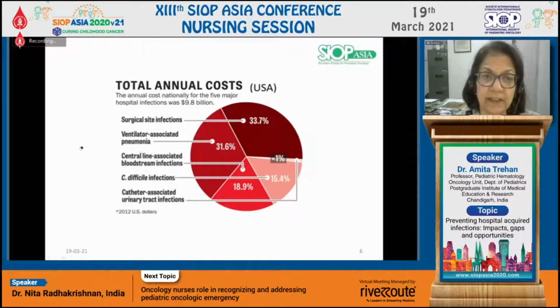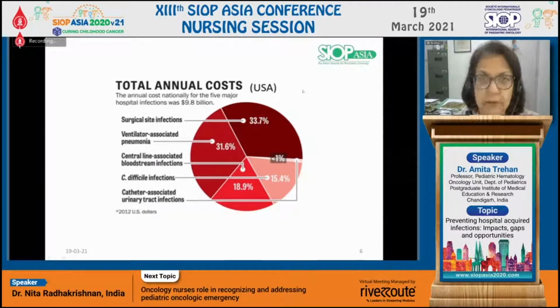Pneumonia, central line associated bloodstream infection, C. difficile, and catheter associated urinary tract infection form the commonest. In pediatrics, the commonest which we see will be ventilator associated pneumonia and central line associated bloodstream infection, especially in an oncology setup.